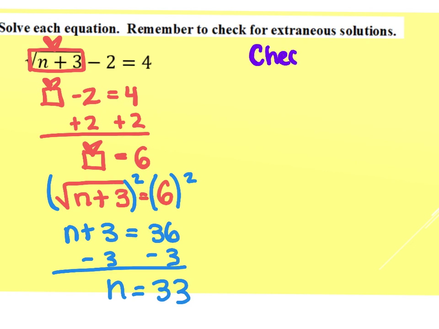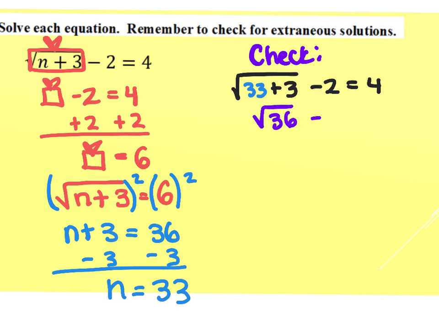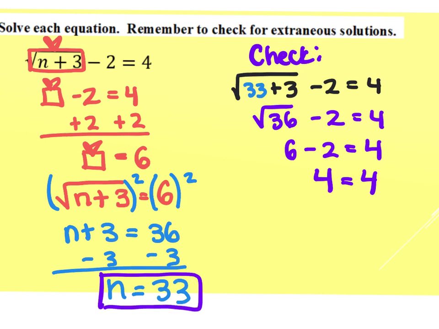Now, in order to check, we're going to again substitute that value of n back into the original equation. So our original equation was the square root of 33 plus 3 minus 2 equals 4. Now 33 plus 3 will become 36. The square root of 36 is 6. So 6 minus 2 equals 4. So since 4 equals 4, then we said 33 is your final answer.